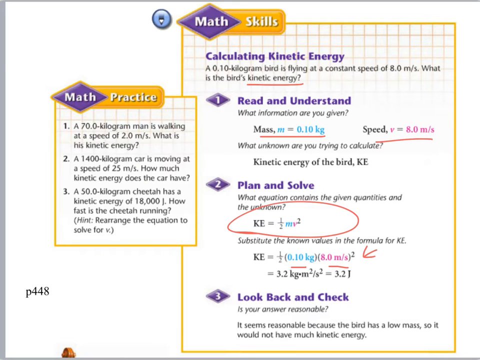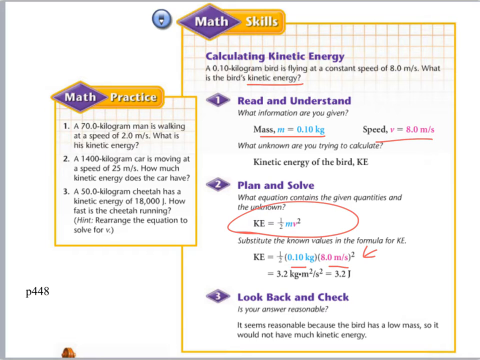So 8 squared is going to give you 64 meters squared per second squared. You're going to then multiply that times your mass, which is 0.10 kilograms. All right, and that'll give you a number, which will be 6.4. And then, lastly, the last thing you do is you multiply that times half, or in this case, divide it by 2.